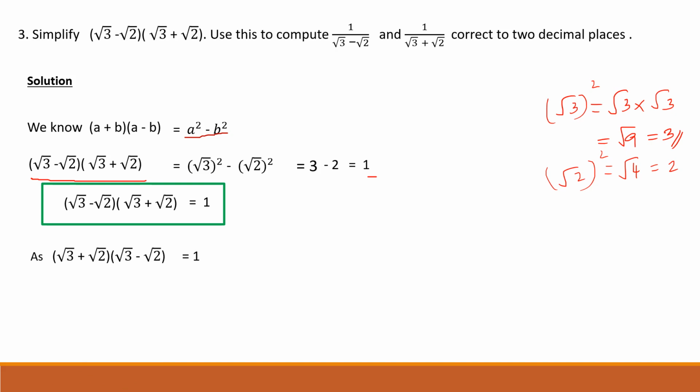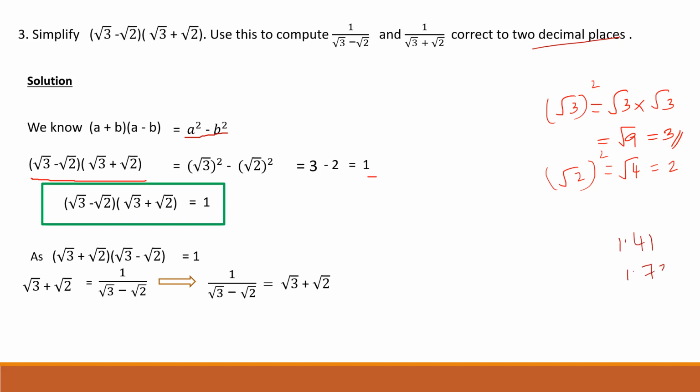As we have square root of 3 plus square root of 2 times square root of 3 minus square root of 2 equal to 1, we can rearrange and find square root of 3 plus square root of 2 as 1 by square root of 3 minus square root of 2. So, 1 by square root of 3 minus square root of 2 will be square root of 3 plus square root of 2. And what is square root of 3? 1.732. And square root of 2 is 1.414. But here we need the answer in 2 decimal places. So we take 1.73 and 1.41 for root 3 and root 2.